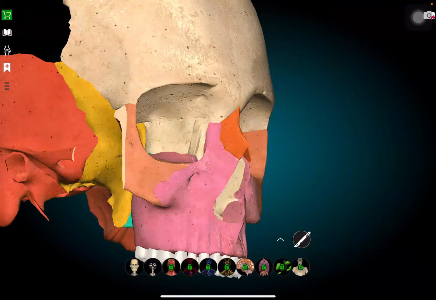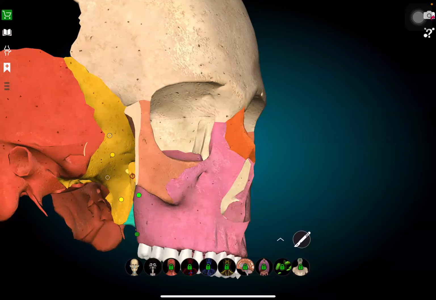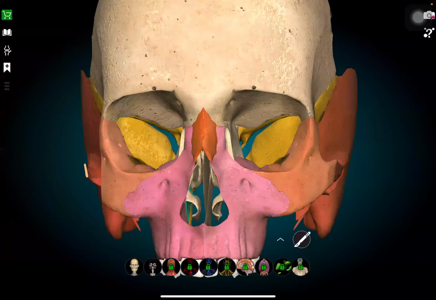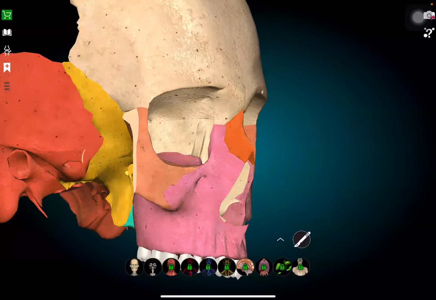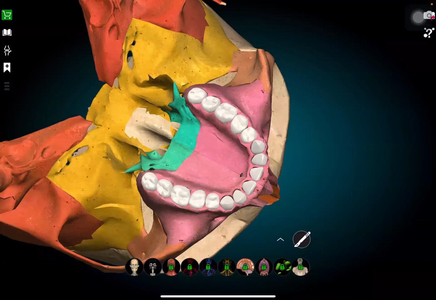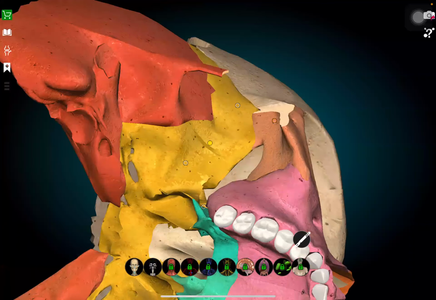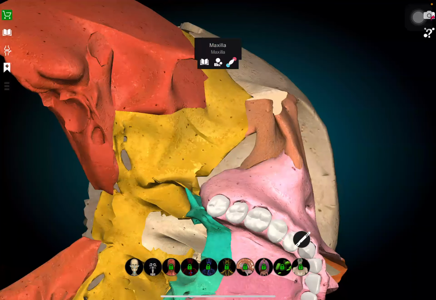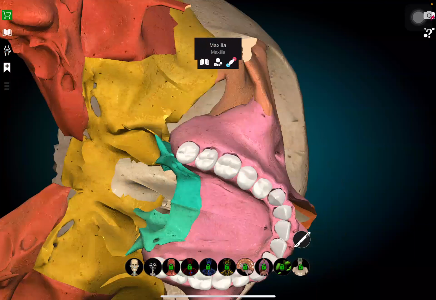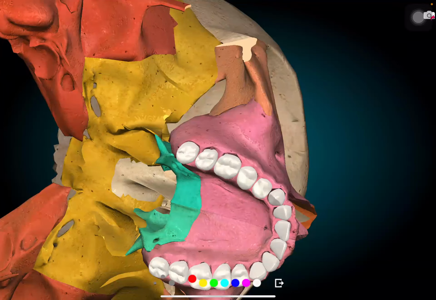Okay, so regarding the pterygopalatine fossa, looking at this skull. The pterygopalatine fossa is just a depression posterior to the maxilla and bounded posteriorly by the pterygoid process of sphenoid and medially has the palatine bone. Here is the palatine bone, which will form the posterior part of the hard palate.